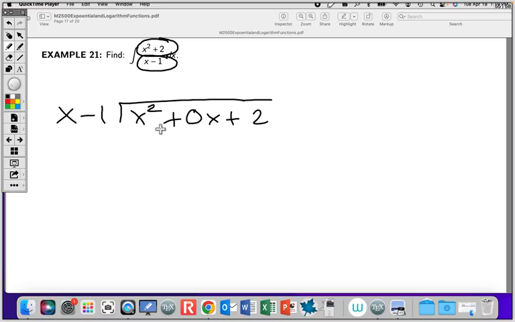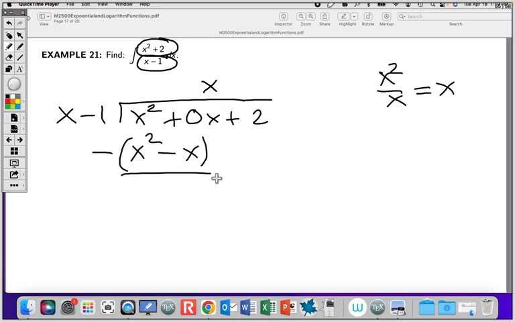We're going to look at x squared divided by x. And that gives us x. So that quotient is going to be x. We're going to put that x right there above the appropriate place. And now we're going to multiply. And now we're going to subtract, just like regular long division. x squared minus x squared is 0. 0x minus a negative x is a positive x. And then we bring down the 2.